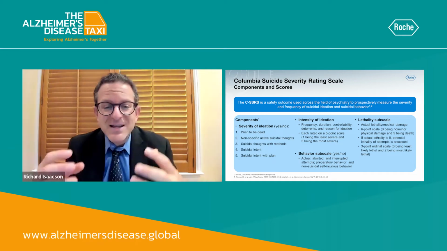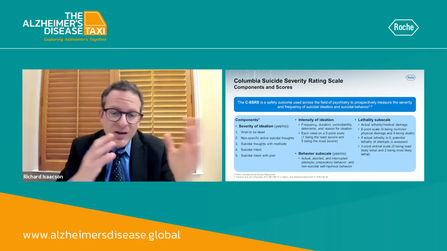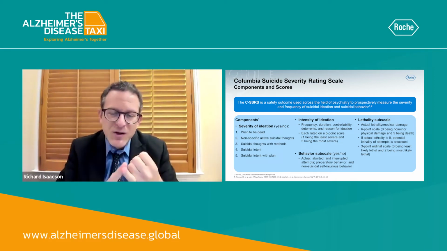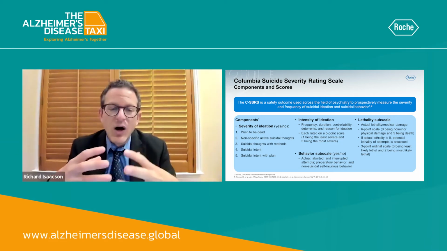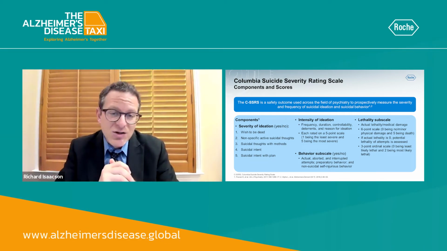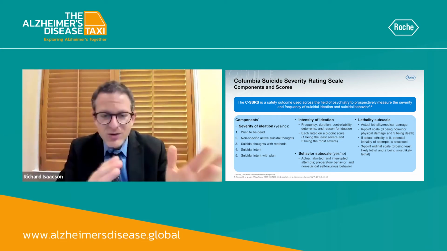When it comes to the intensity of the ideation, we need to understand in terms of a 5-point scale, the least severe being 1, 5 points being the most severe, in terms of the frequency, the duration, the controllability, the deterrence, and the reason for ideation, in terms of why a treatment may be increasing or affecting suicidal ideation or behavior. When it comes to the behavior subscale, again, also yes or no.